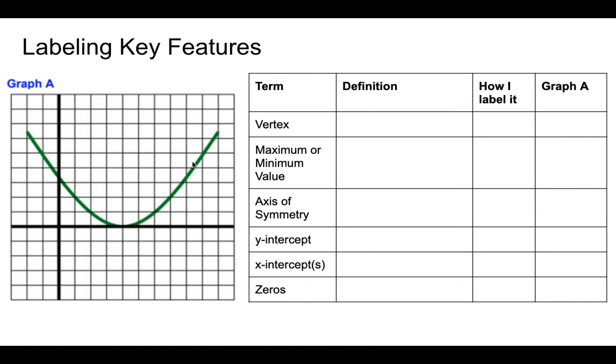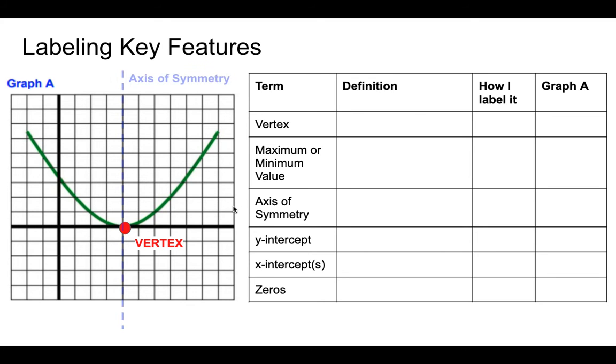The first one is the vertex, and the vertex is the point that's at the very bottom of a graph, or if it's going the other way, the very top. I'm going to write in the definition in a bit here. The maximum or minimum value, you can imagine this is a minimum, right? It's the lowest value, and it's going to be your y value where it's the lowest or the highest.